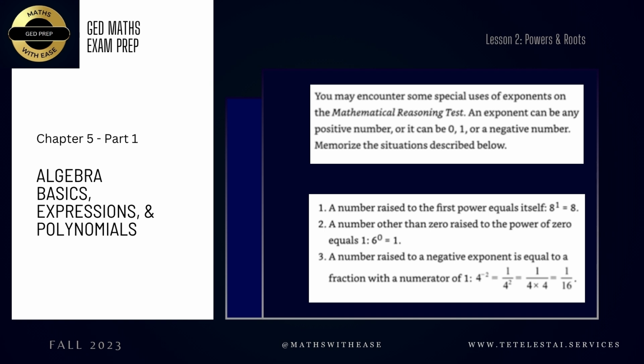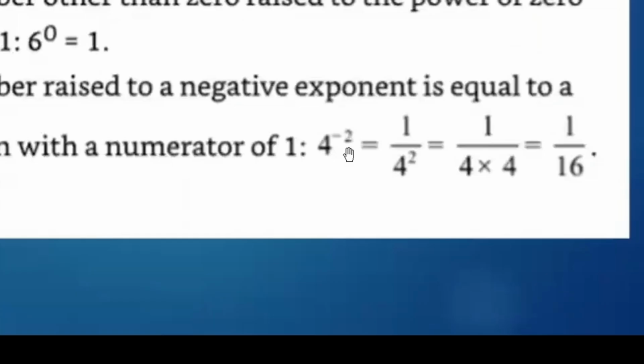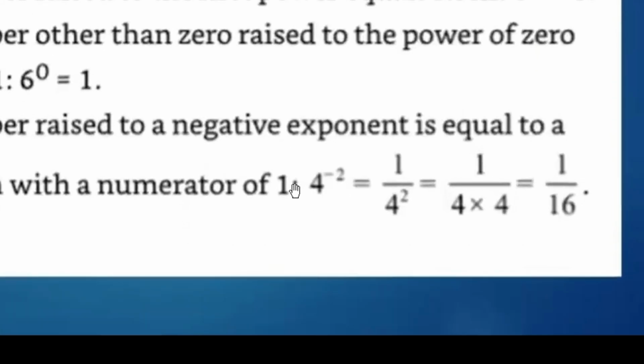A number raised to a negative exponent is equal to a fraction with a numerator of 1. So let me zoom in so you can see this. This is 4 raised to the power of negative 2, and you would just rewrite that as 1 over 4 squared. 4 times 4 is 16, so your answer is 1/16.